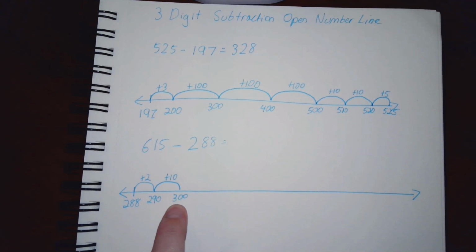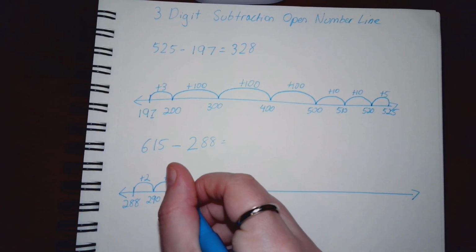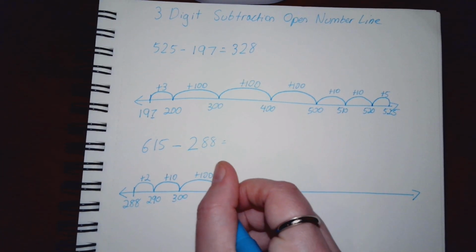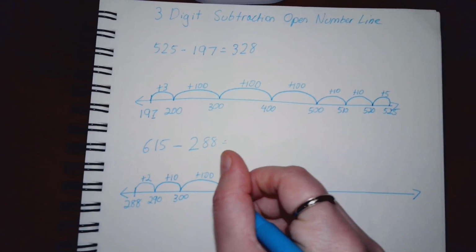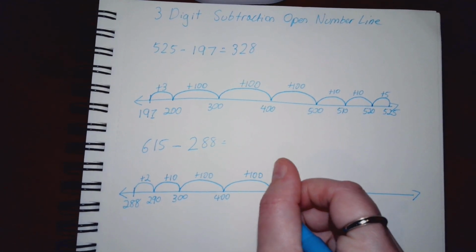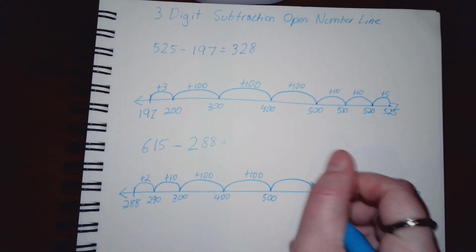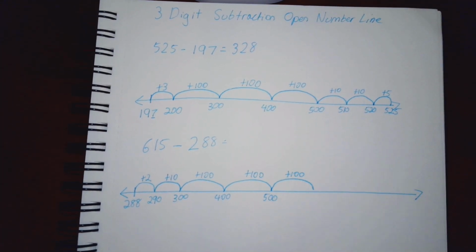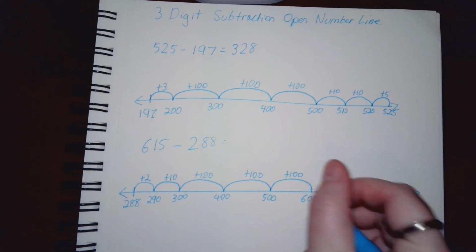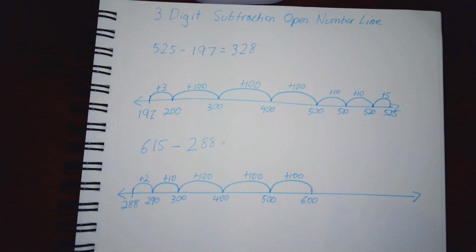I'm at 300. I need to get to 615. So I'm going to do 100, which gets me to 400. I'm going to do another 100, which gets me to 500. I'm going to do one more 100 here because I'm at 500 and I need to stop at 600. Okay, so I'm at 600. I need to get to 615.